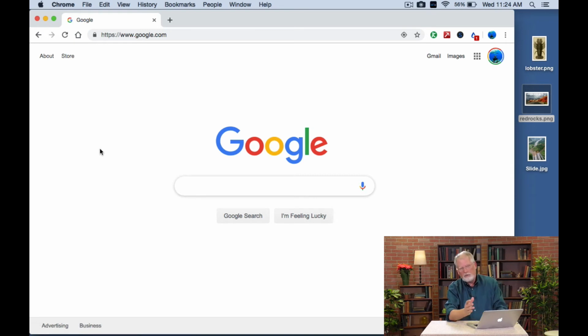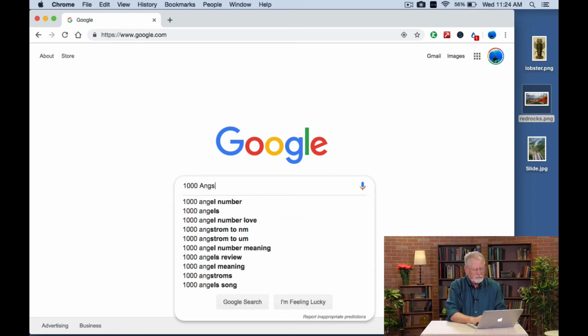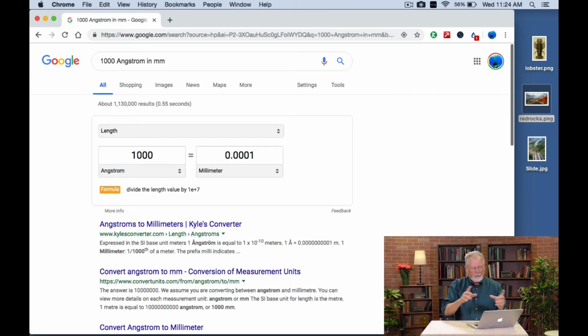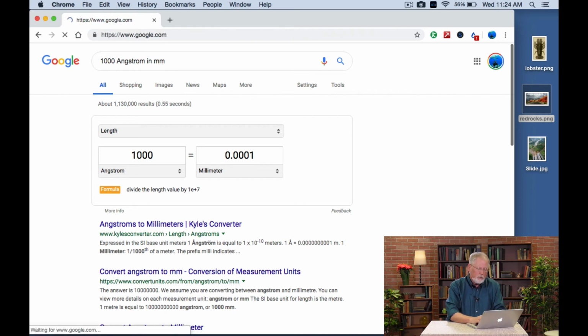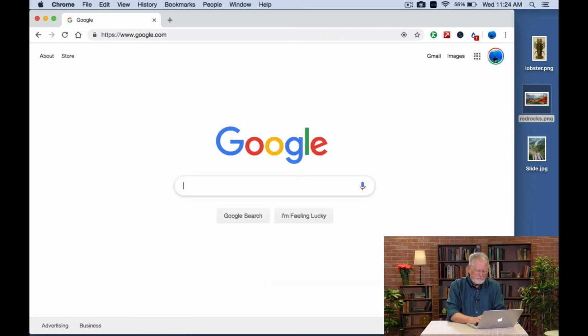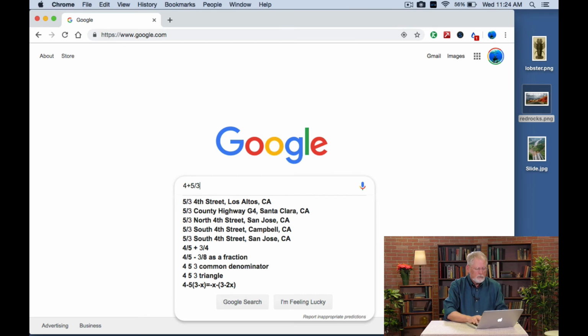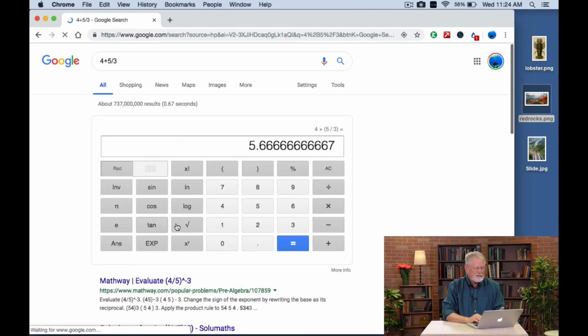And of course, if you're trying to do work in, say, science or technical issues, I might want to say, what is 1,000 angstroms in millimeters? So that makes sense. And this is now part of the metric system. And you can see the movement of the decimal place. So I wanted to point this out to you. And I'll point out one other area I wanted to highlight here. You can do simple calculations, 4 plus 5 divided by 3. So that makes sense.